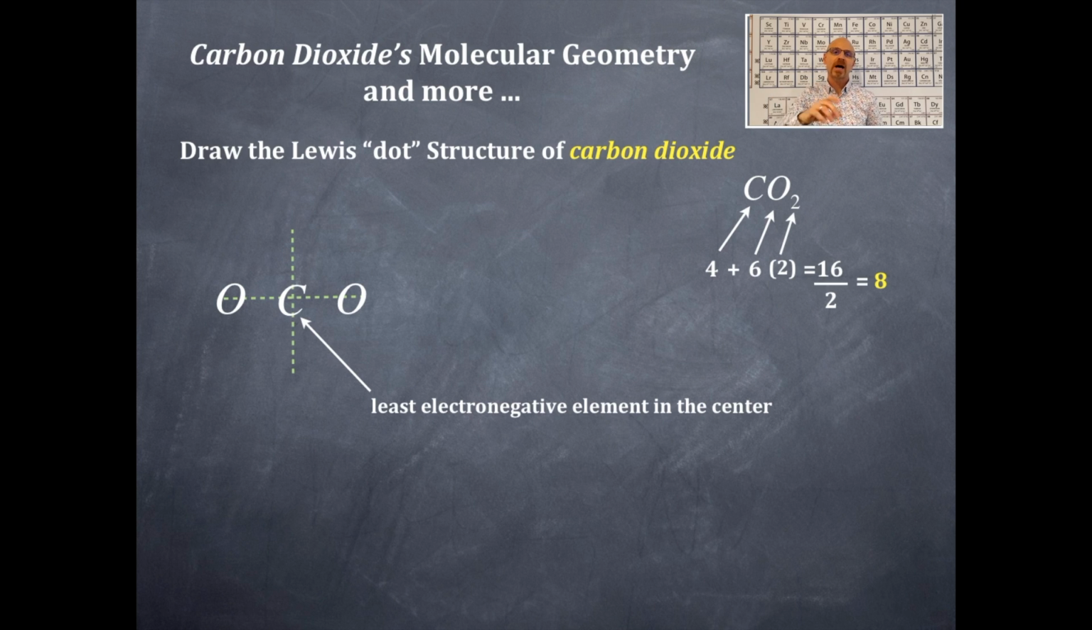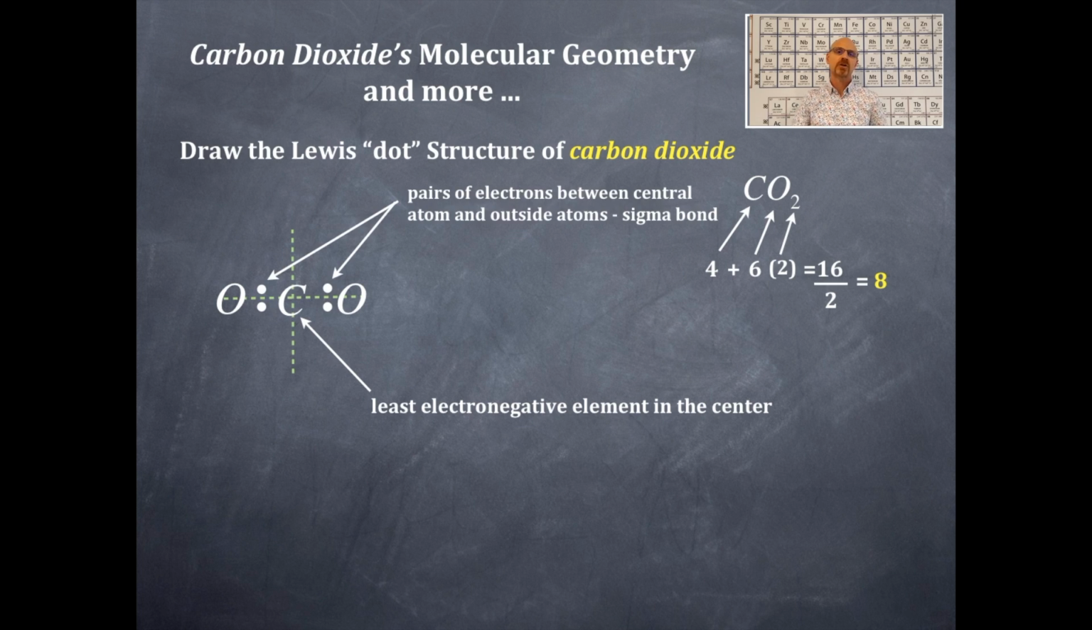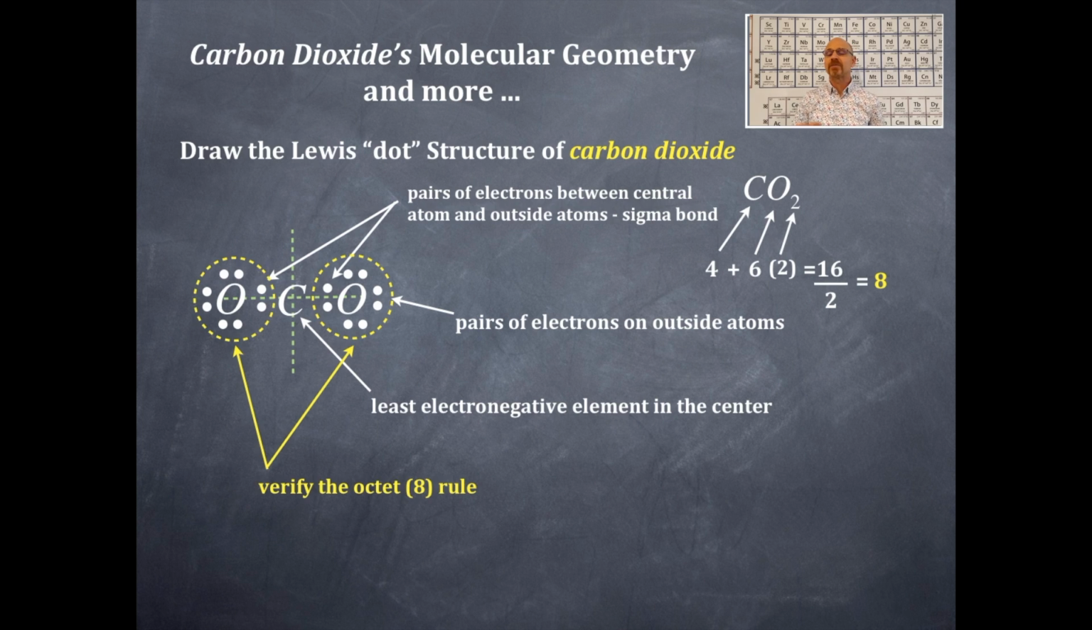Now I'm going to place the electrons in the order from the Lewis dot structure rules. The first rule is to place bonding pairs of electrons between the central element and the outside elements. I have done that right there. Now I want to place lone pairs on the outside elements, and I have done that there. Okay, I'm going to verify the octet rule for oxygen, and oxygen must have an octet, and that is totally fine.